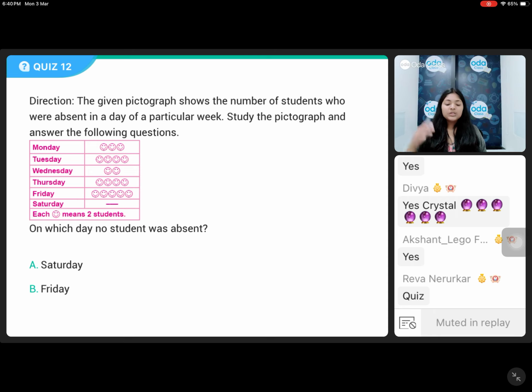No student was absent. Those smileys are representing the absentees, bacha. So you need to be careful about which days no students were absent. I can see students getting confused here. No problem. The next question you all will do great, I promise. I'll explain it. 10 more seconds, everyone. Everyone should try it out here. Last few seconds are left. Try it out, bacha.